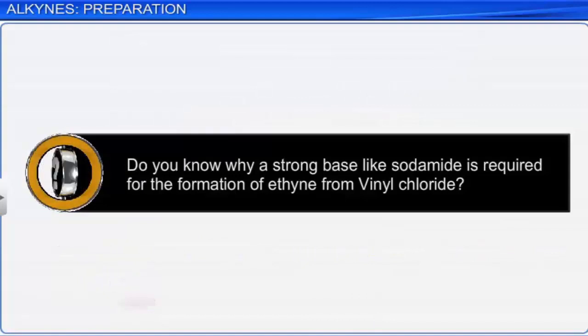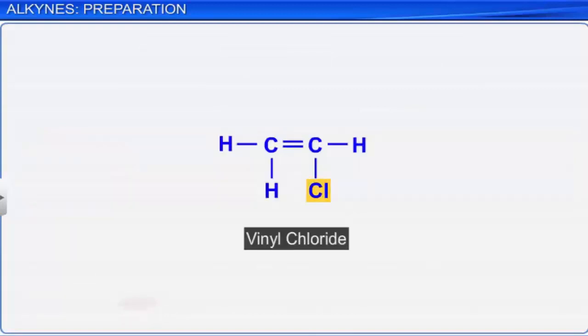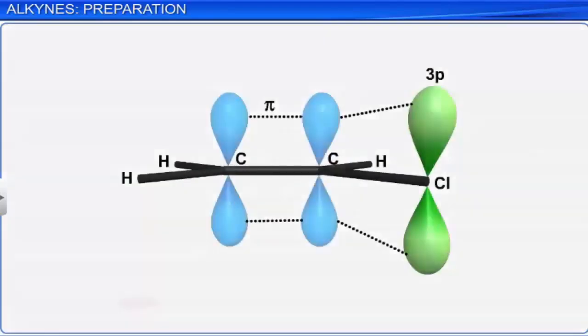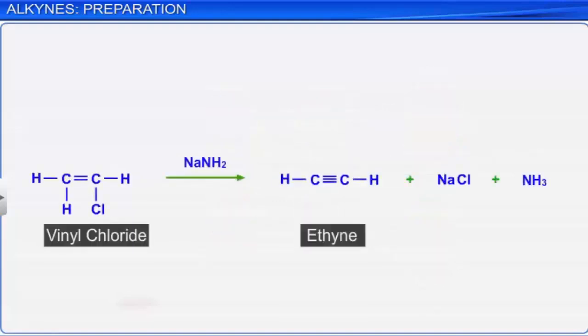Do you know why a strong base like sodamide is required for the formation of ethyne from vinyl chloride? As the chlorine atom is directly attached to double-bonded carbon atom in vinyl chloride, it is made highly unreactive. In other words, as the non-bonding electrons of chlorine and the pi electrons of carbon-carbon double bond are in conjugation, the carbon-halogen bond acquires a partial double bond character and the removal of it becomes difficult. Hence, a strong base, such as sodamide, is required for the removal of hydrogen chloride from vinyl chloride to form ethyne.